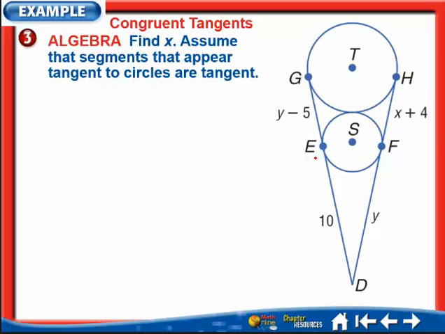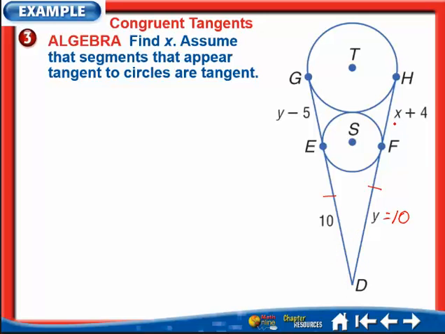Find x. Assume that segments that appear tangent to the circles are tangents. So we have two situations here because we have two circles. DE is tangent to circle S. DF is tangent to circle S. So that means DE is congruent to DF. So Y would have to equal 10. Pretty simple there.